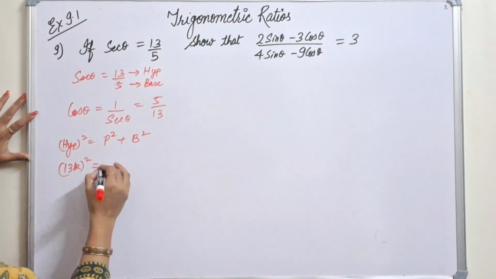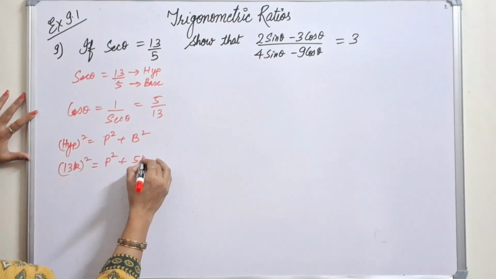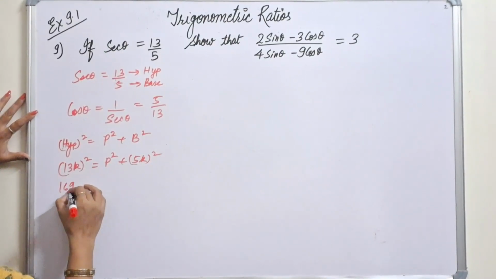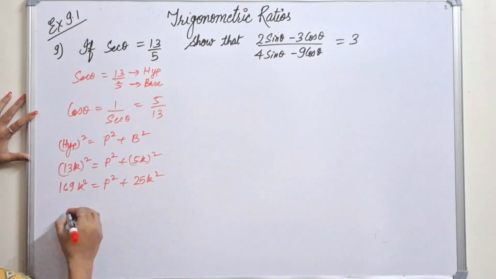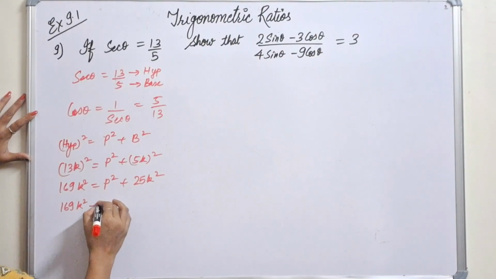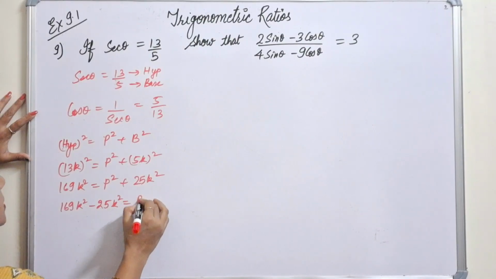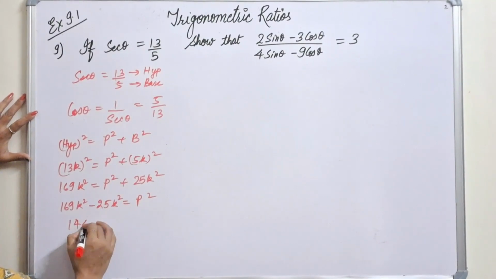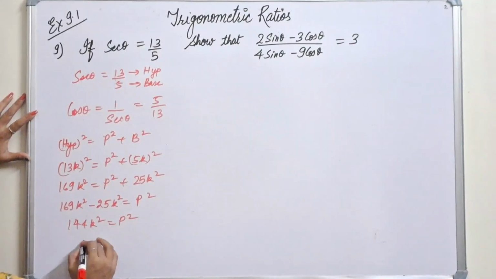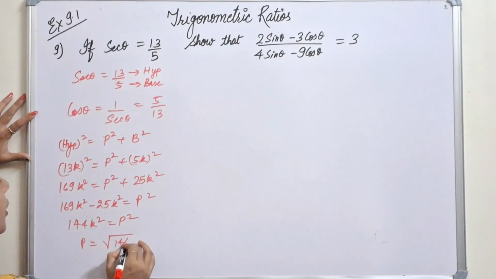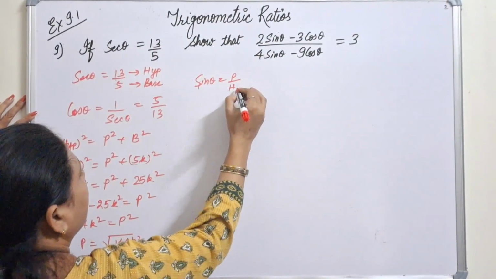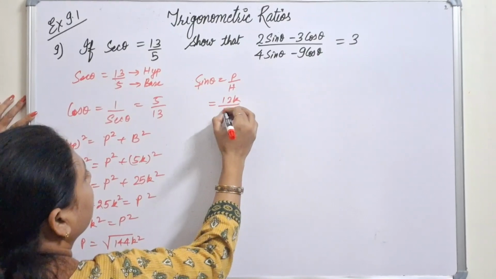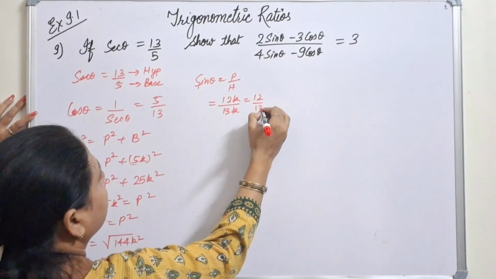13k square is p square plus 5k square. 169k square is p square plus 25k square. 169k square minus 25k square is equal to p square. So this is 144k square is equal to p square. P is equal to under root 144k square, that is 12k. Sin theta will be perpendicular upon hypotenuse, 12k upon 13k, that is 12 upon 13.